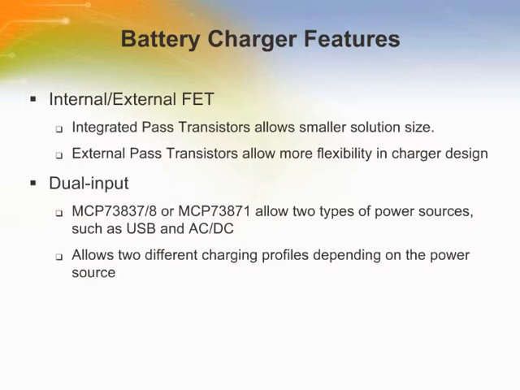Some devices like the MCP73837/8 and MCP73871 are designed to select the USB port or the AC adapter as the power source automatically. That means that they allow two different charging profiles depending on the power source. If the AC adapter input is not present, the USB port is selected. If both inputs are available, the AC adapter has first priority.